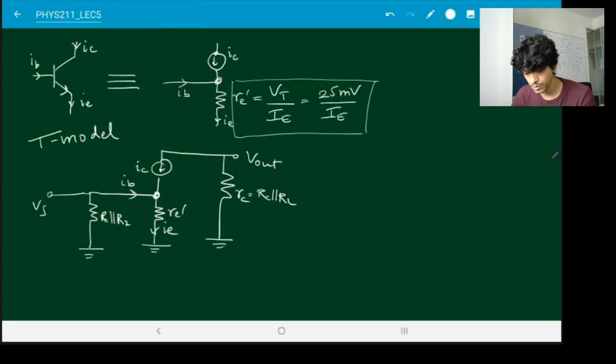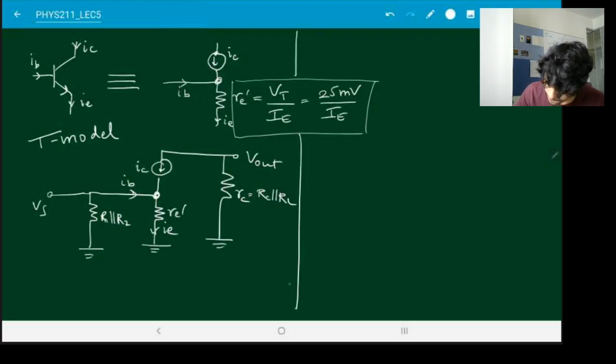What do we want in the end? We want V out and we want V in. V in is the voltage which is going into the base, VB, and VB is the potential over here, which is IE RE prime.